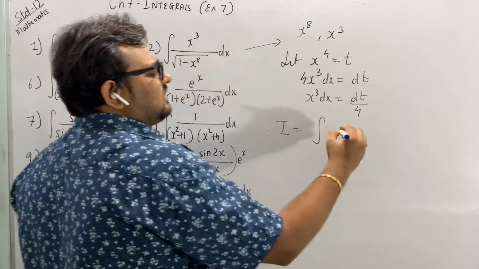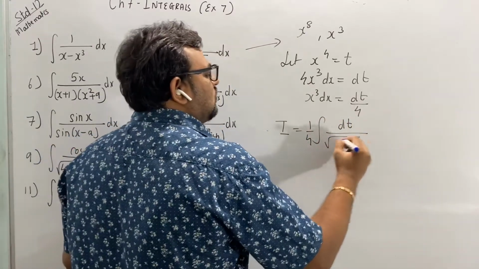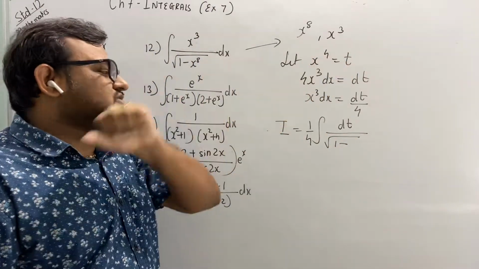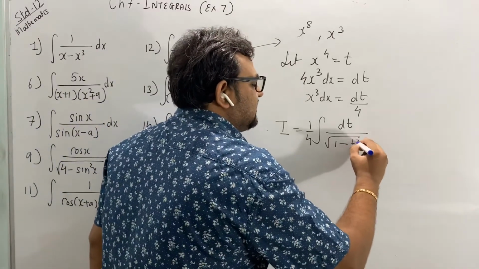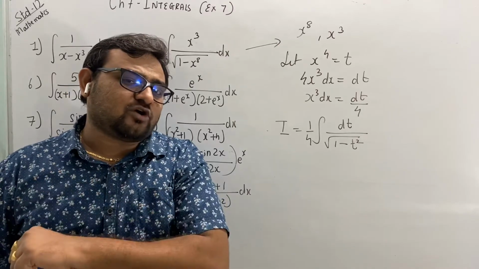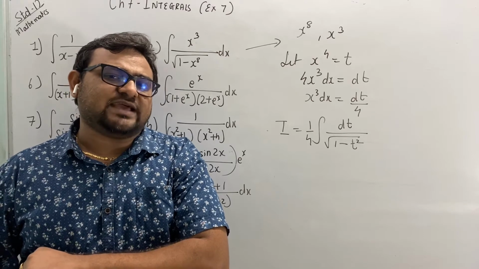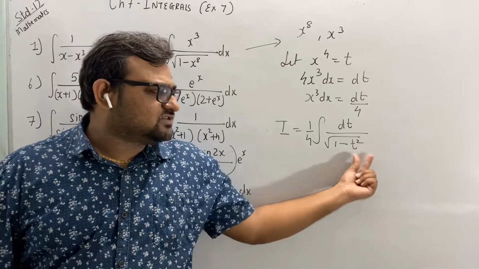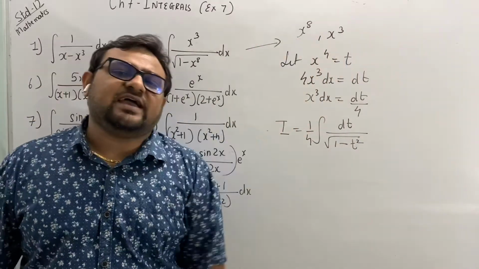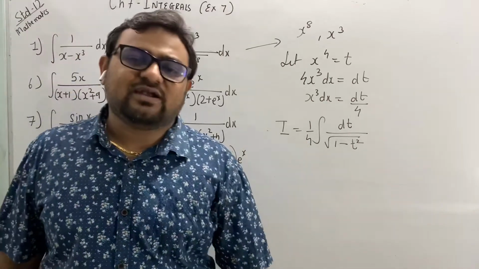So now what will be our integral? Instead of x cube dx, dt by 4, and in 1 minus, we had assumed x raised to 4 as t, so x raised to 8 will be equal to t square. Right? Once again, integration of 1 upon root of a square minus x square is sine inverse x by a. So sine inverse t by 1, and then replace the value of t as x raised to 4. Clear? So this was about question number 12.